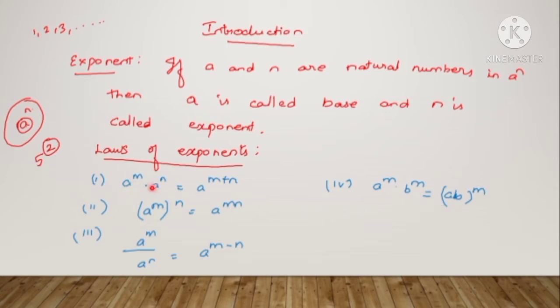If the base is same and we have multiplication sign, then we can add the powers. And the next one is a power m the whole power n. We can write it as m into n, that is a power mn. Third one is the division part, a power m divided by a power n equal to a power m minus n. Fourth one, a power m into b power m. If we have same powers, different bases, we can multiply the bases with the same power, ab the whole power m.